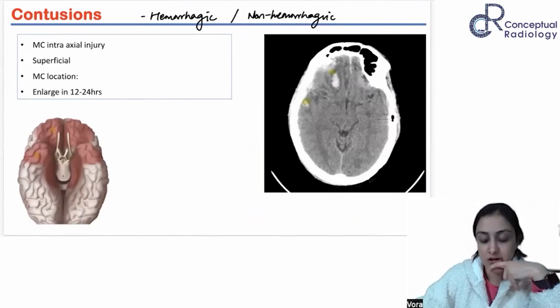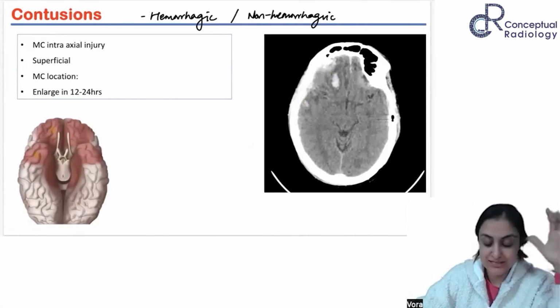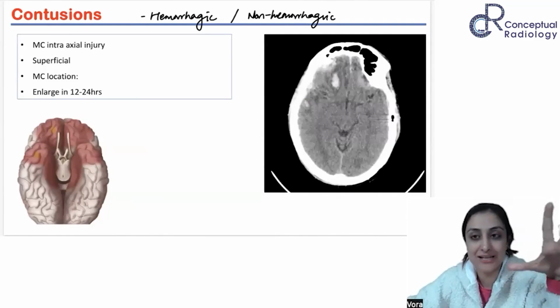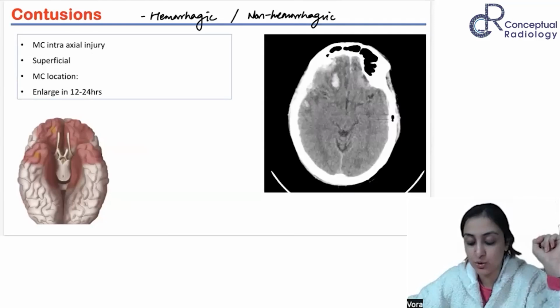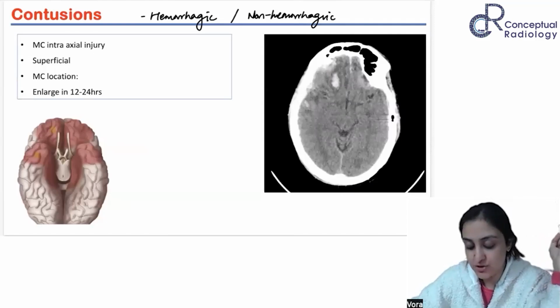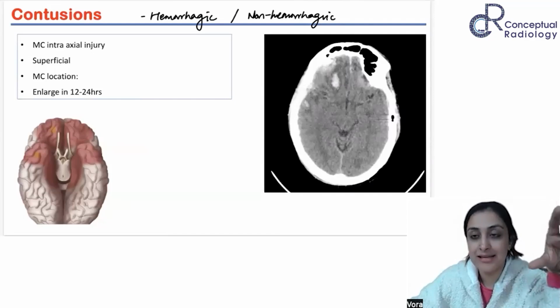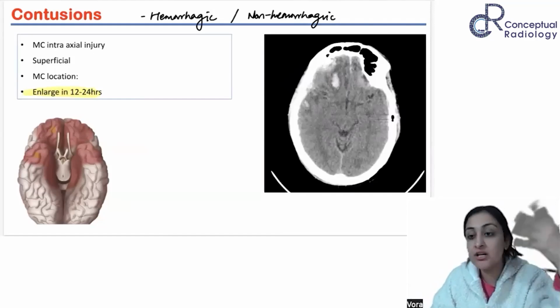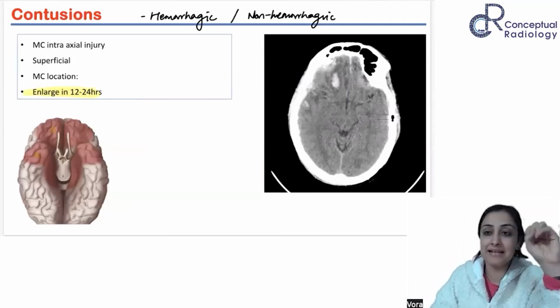Coming to contusions now. So these are more superficial. One dictum that you want to remember in brain trauma is the deeper you go, the poorer the prognosis becomes, right? So these contusions are usually superficial. Their only problem is the mass effect and the edema. As we discussed, they usually warrant a repeat CT because they enlarge. They tend to enlarge in 12 to 24 hours.